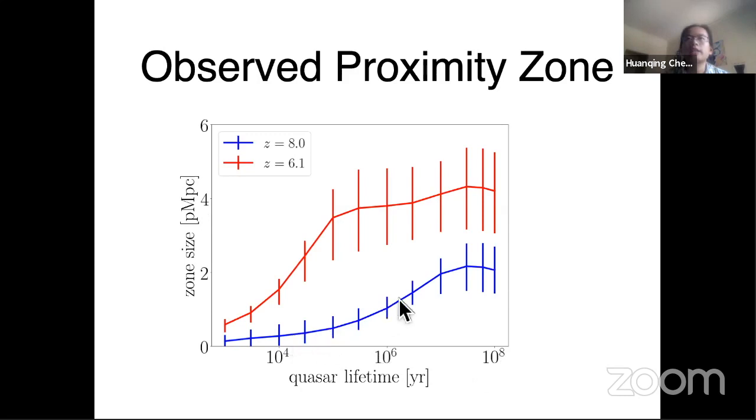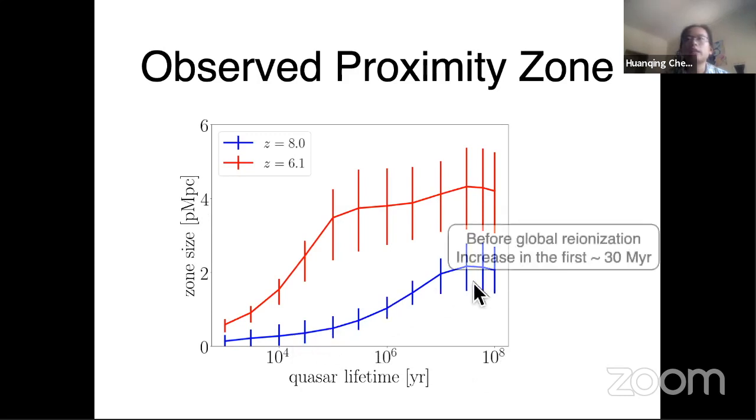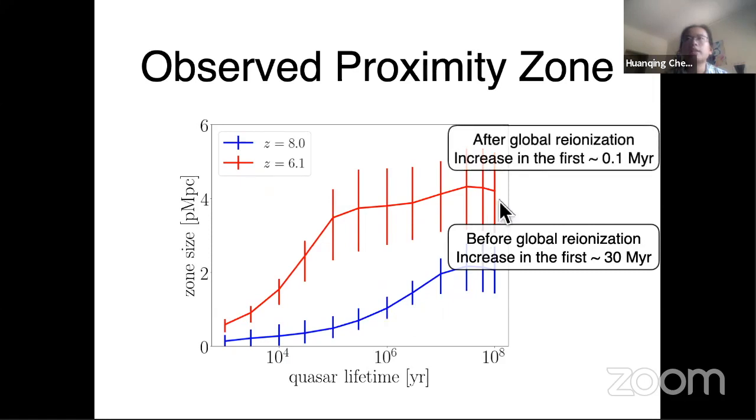Before reionization, at a redshift like 8, the proximity zone grows steadily in the first 30 million years. But after global reionization, the proximity zone will only increase significantly in the first 0.1 million years. The error bars here cover 68% of the sightlines in our sample. At redshift 6, where most observations are taken, most of the old quasars have a zone size around 4 physical megaparsec.